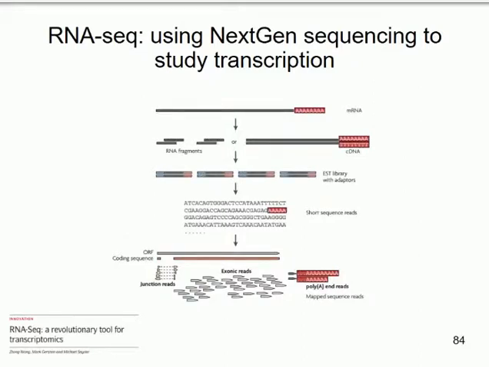So here's a diagram of that process. You've got your polyadenylated message, cDNA, which is then fragmented. You attach your linkers to either end, get your short sequence reads with the Illumina, same as we looked at before, and then align these against the genome sequence. We'll look at this diagram in a bit more detail in just a sec.